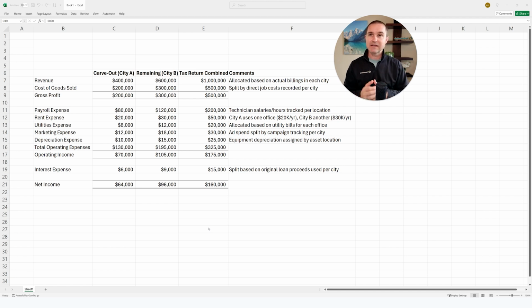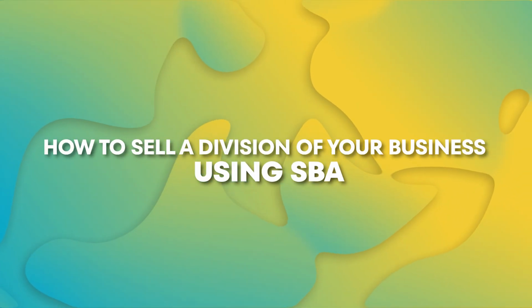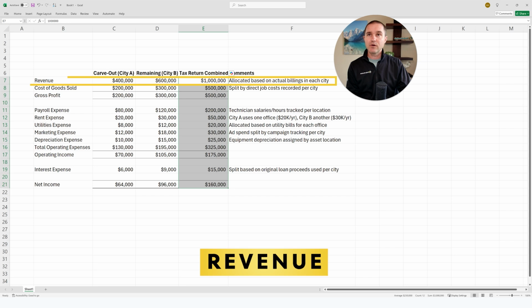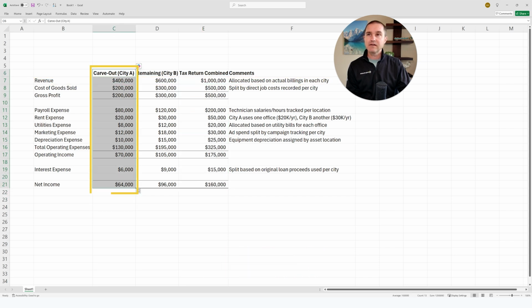So I've got an example here of a simple HVAC business with two different cities, and you're looking to carve out city A. This is the type of thing that you need to be able to provide. Let's say you've got a $1 million revenue business, and you want to sell city A, which does about $400,000 in revenue and $64,000 net income. So it's a small business, but this is the division you want to sell off.